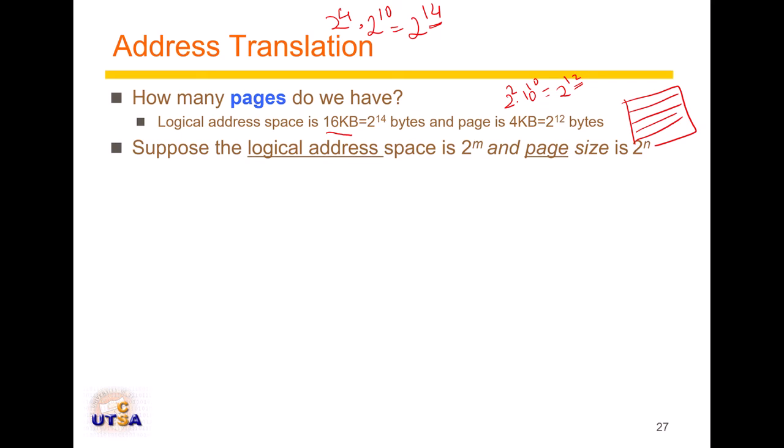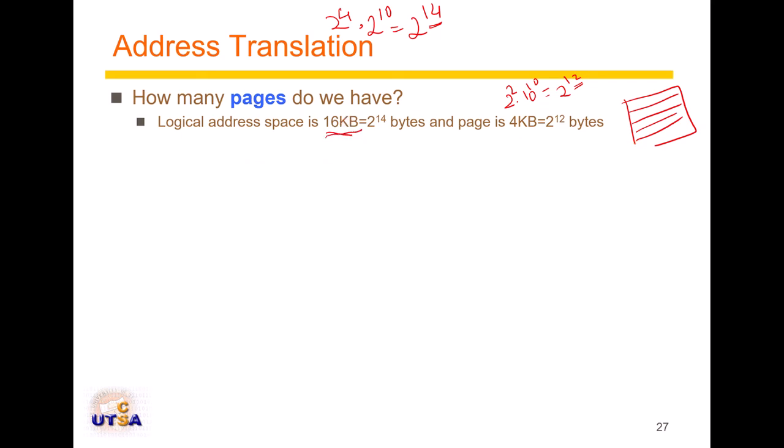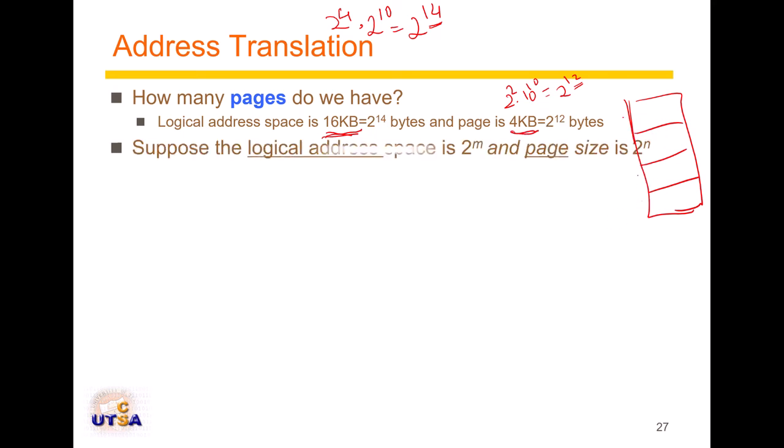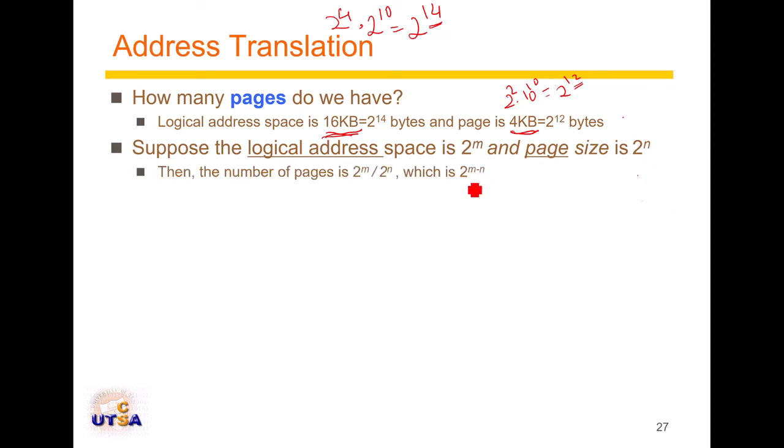Okay, so in general, as we saw in the previous examples, if you have 16 kilobytes of logical memory and each page has 4 kilobytes, then effectively you will have 4 pages. By dividing this number by that number, you can figure out how many pages you will have in the system. In general, if your logical address space is 2 to the power m, meaning you have m bits to represent the logical addresses, and the page size is 2 to the power n, then we just divide 2 to the power m by 2 to the power n, which is 2 to the power m minus n. In our case, 2 to the power 14 divided by 2 to the power 12 is 2 to the power 14 minus 12, so 2 to the power 2. We will effectively have 4 pages.